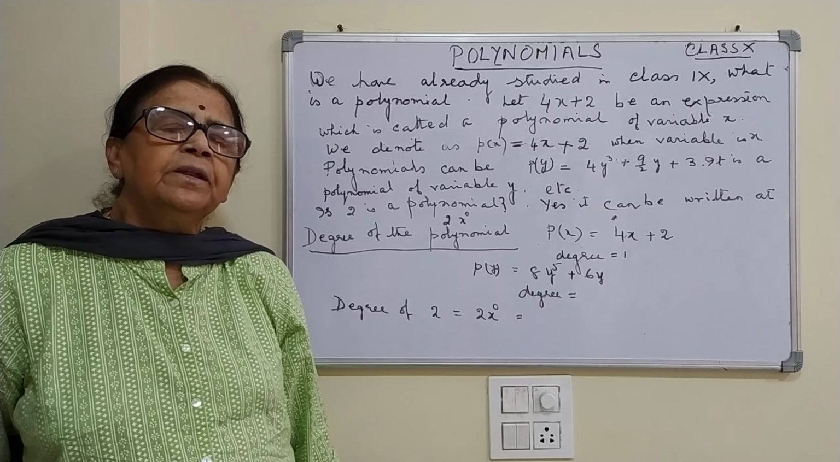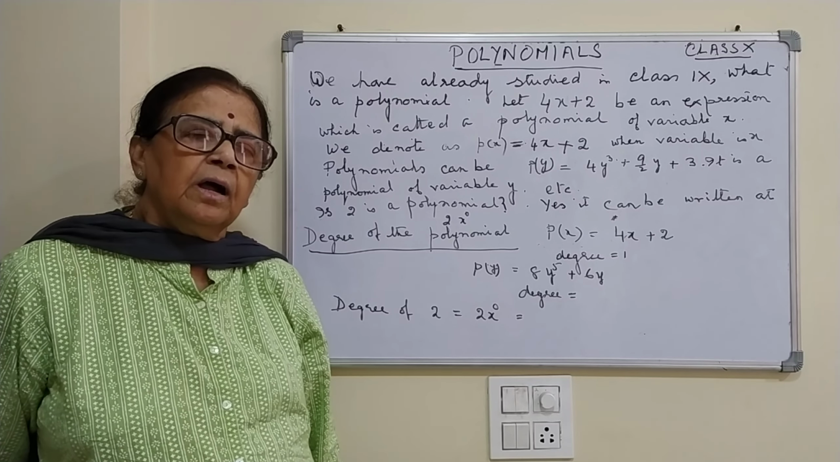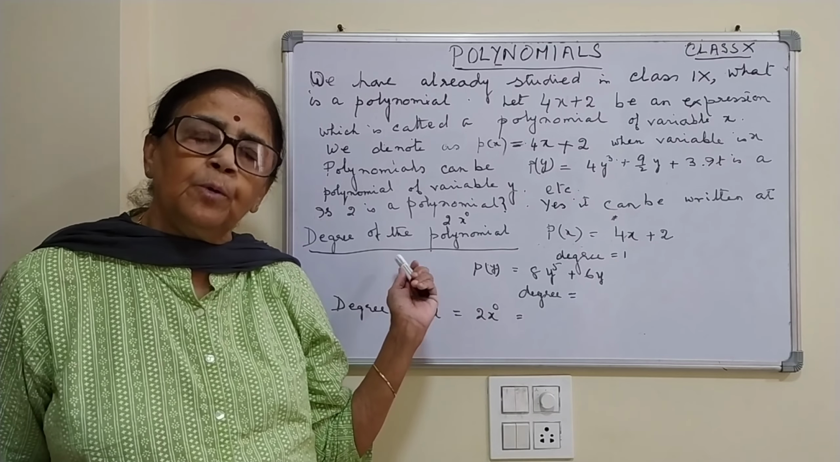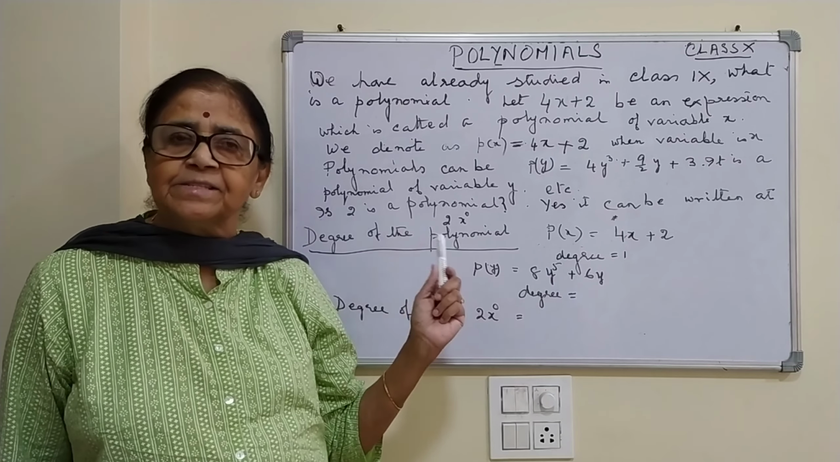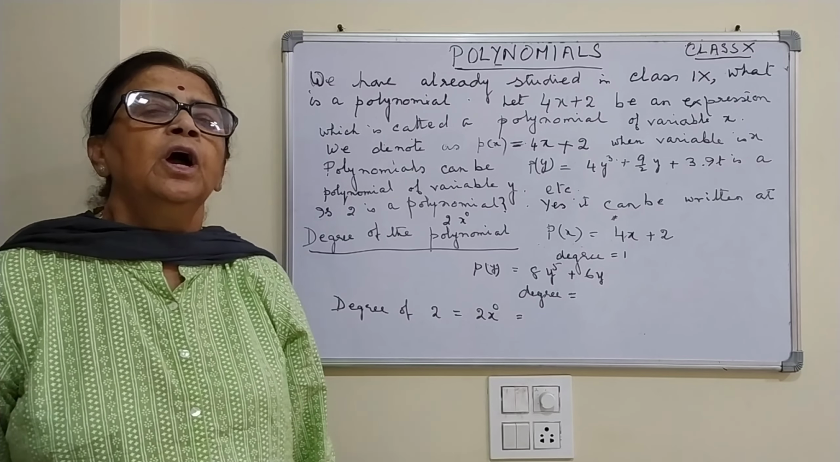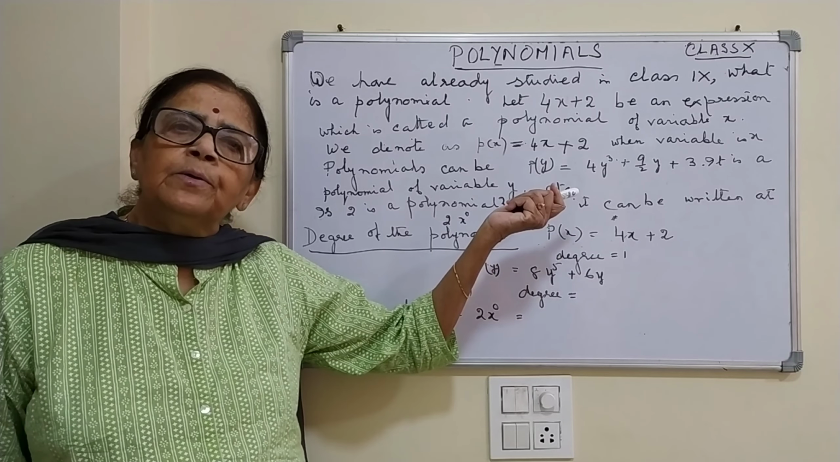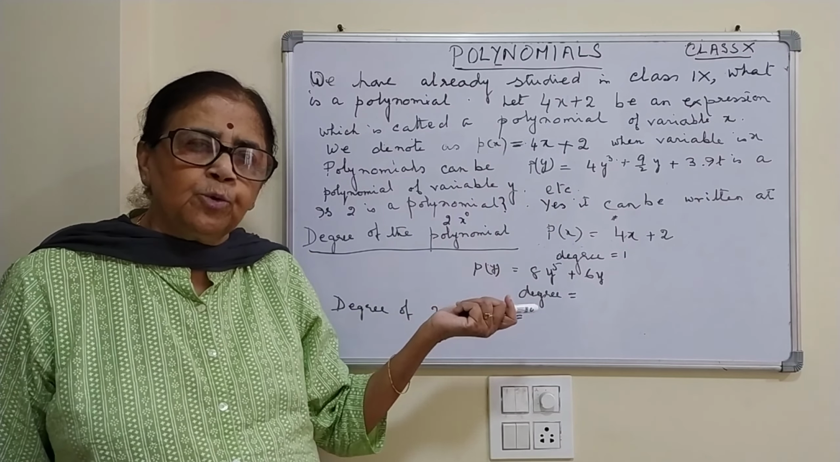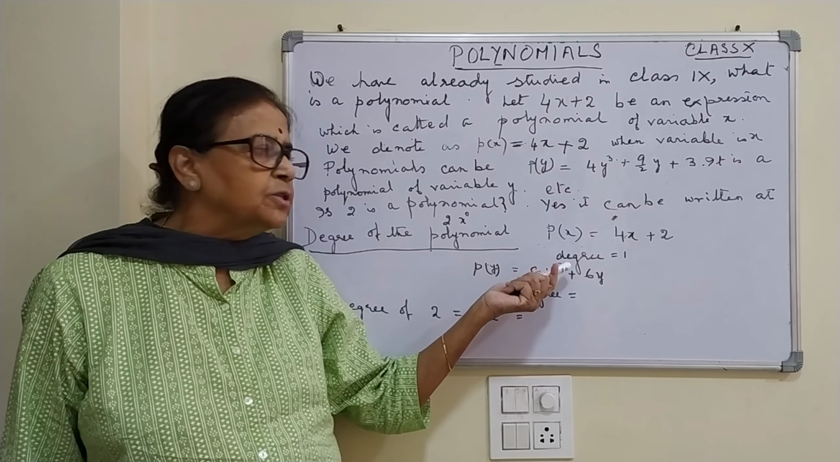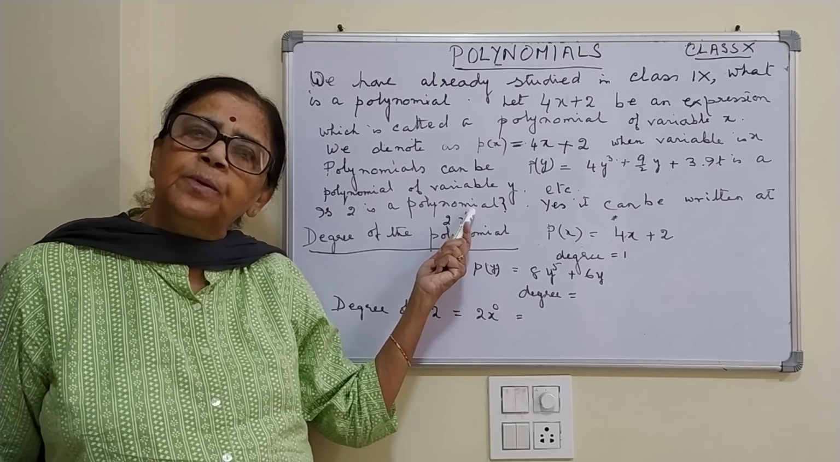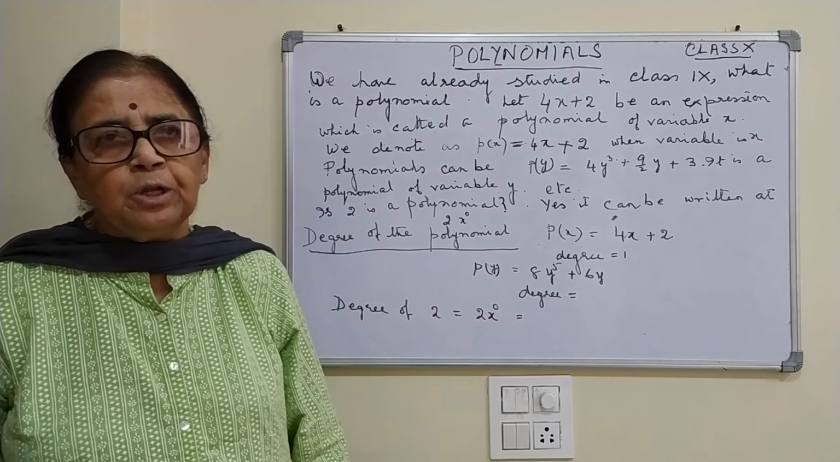Is 2 a polynomial? We say yes, it is a polynomial because I can write 2 into any variable raised to the power 0, that is 2x raised to the power 0. This is also a polynomial. Any constant is a polynomial.